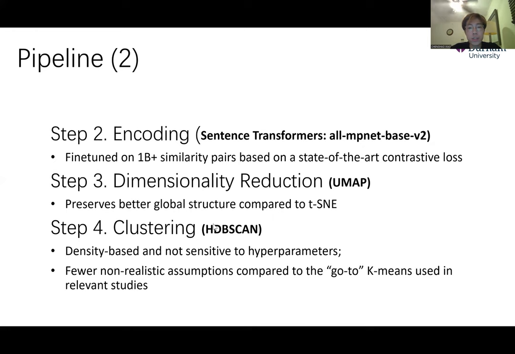For clustering, we leverage HDBSCAN, which is a density-based approach, taken to the next level by incorporating hierarchy, making it not sensitive to hyperparameters compared to the vanilla version DBSCAN, which is very sensitive to hyperparameters and strongly relies on exhaustive experiments to find the best hyperparameters. Also, it relies on fewer unrealistic assumptions compared to the de facto, go-to k-means, which researchers of relevant studies will tend to go to.